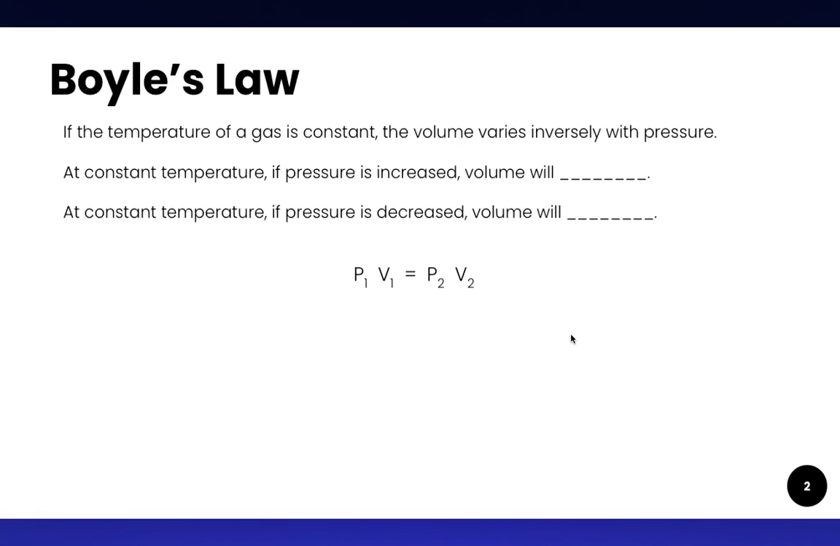So, what does an inverse relationship mean? An inverse relationship is the opposite of a direct relationship. So, these properties will switch. If one of them is increased, the other one will do the opposite. Let's complete these sentences together. It's very important that this occurs at constant temperature.